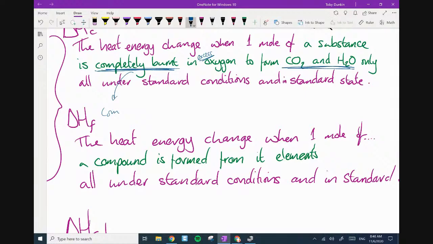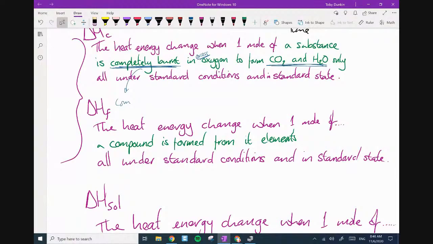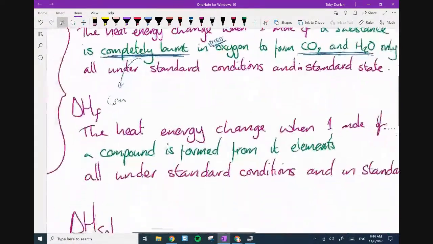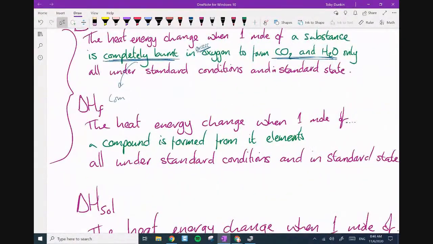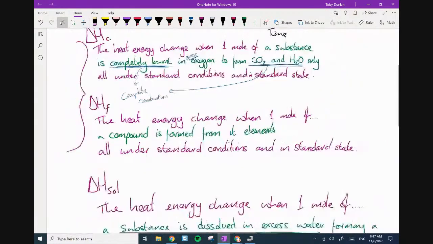I'm pretty sure my definition would score me all my marks, but I would like to add in that word excess. Thanks so much, Winkit. I think that's worthwhile adding. Complete combustion, that's what that is doing. I don't want to add that to my definition because you don't need to. But that bit there, complete combustion, is also being supported with the CO2 and water only, because if it's incomplete, you won't get CO2 and water.